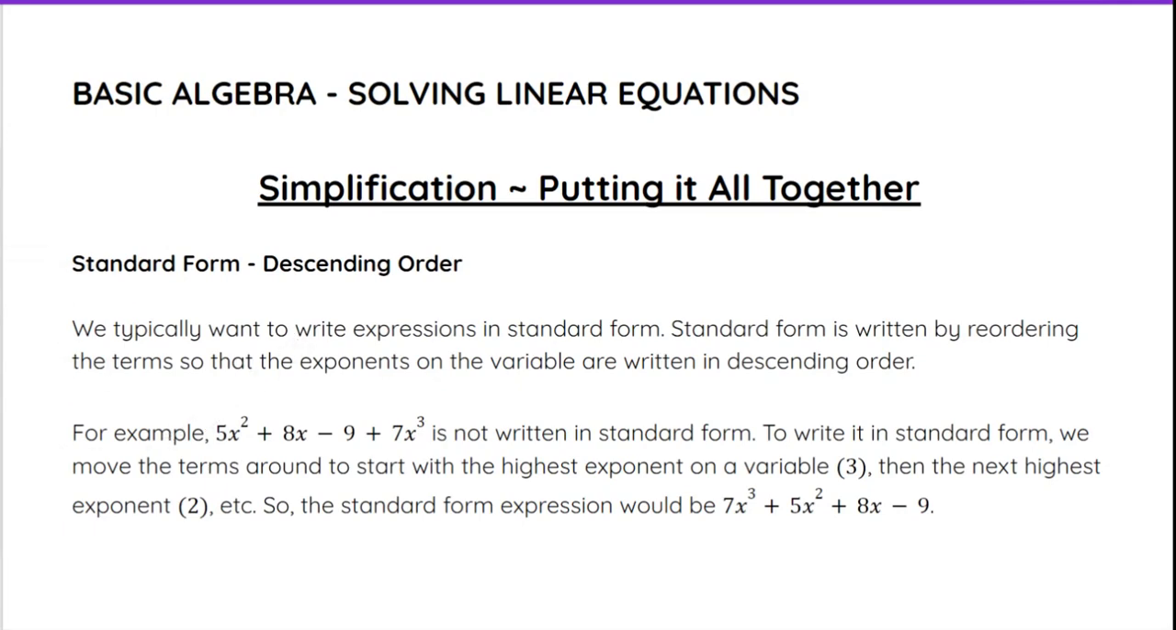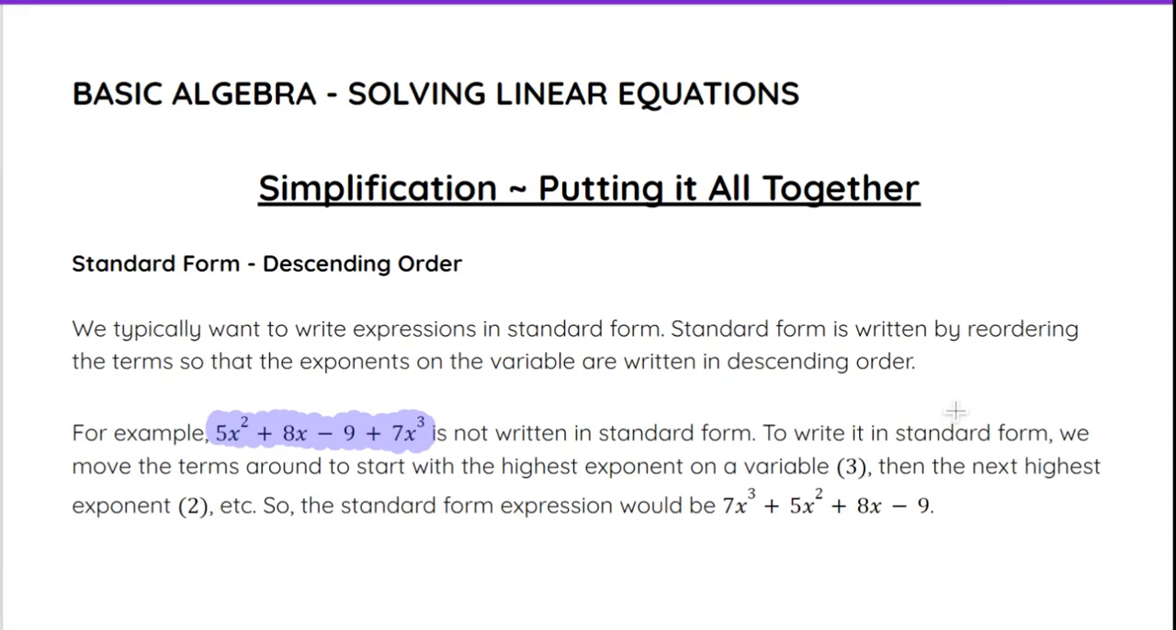So for example, if we see 5x squared plus 8x minus 9 plus 7x cubed, let's say we do some simplification, combine like terms, distribute, whatnot, and we end up here. We don't want to leave this. Typically, we want to write it in standard form.